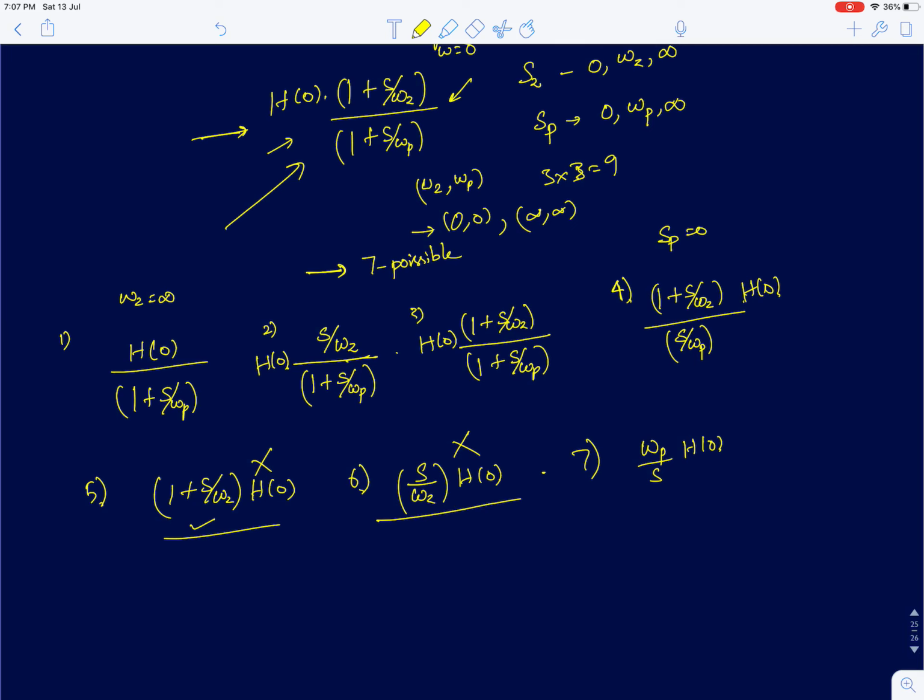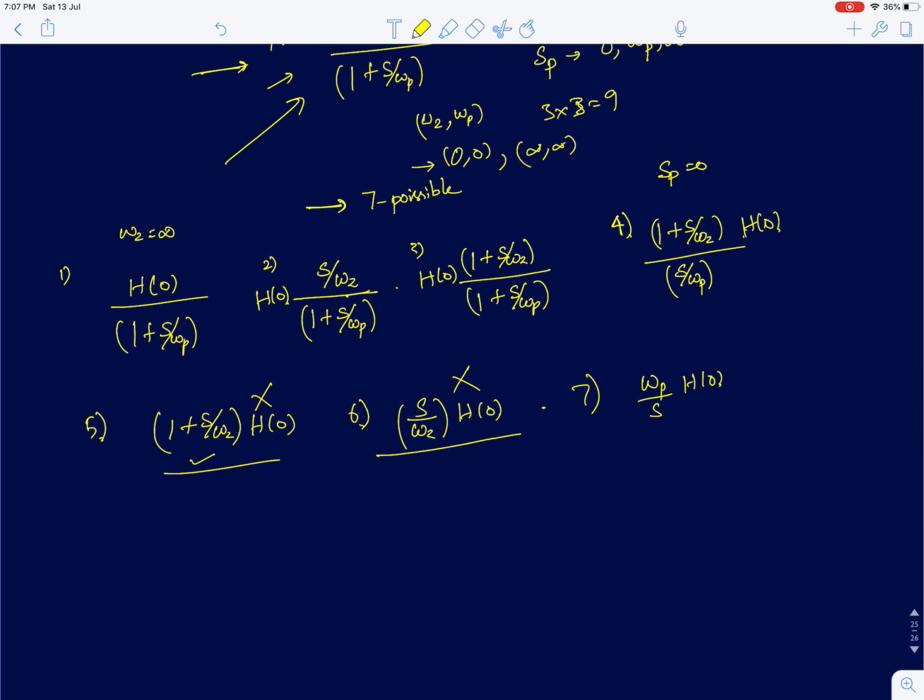Now we will consider the other possibilities and see which are realizable and which are not realizable, okay. Now this is a perfect integrator. So if I feed voltage as an input and take voltage as an output, then we can't realize this using purely passive circuits, okay. There is a reason for that. We will discuss that very slowly.